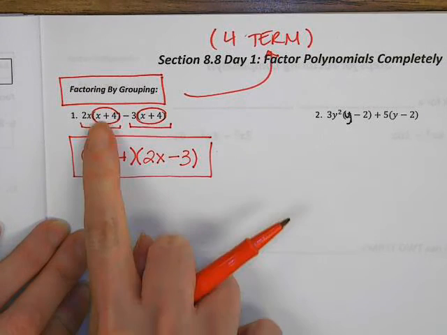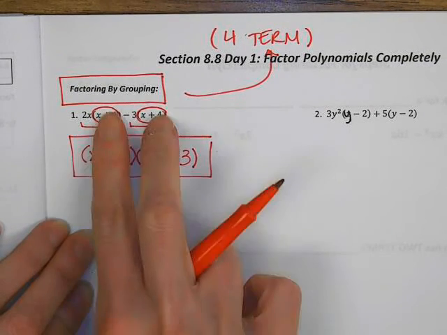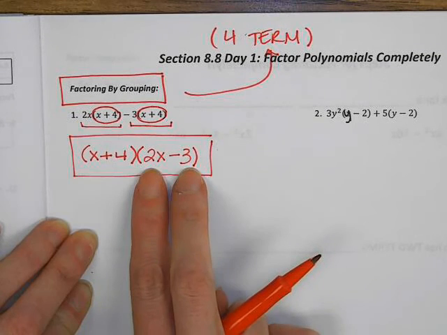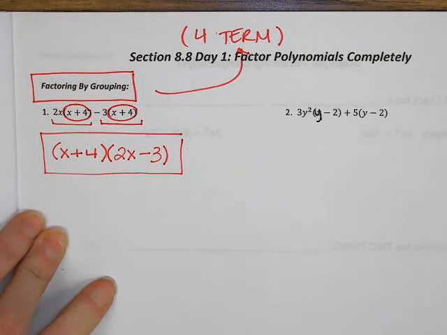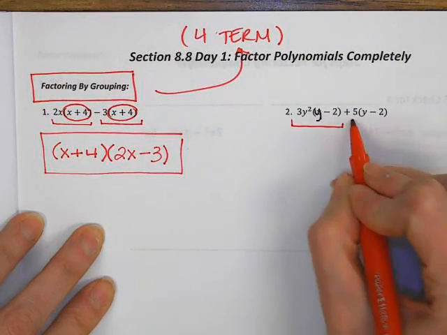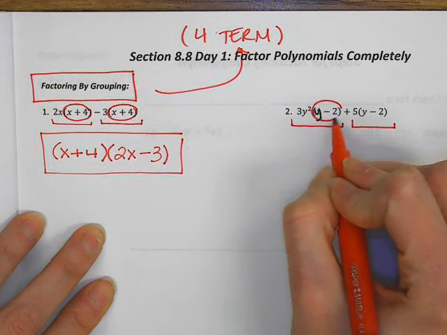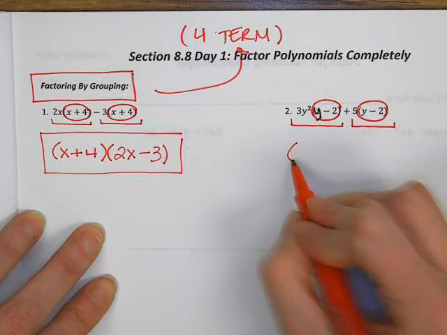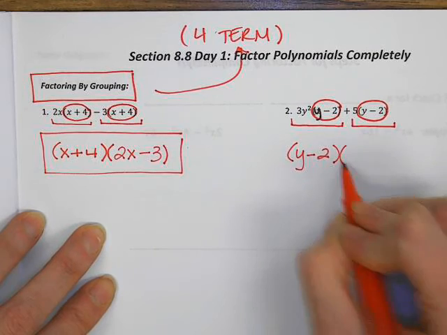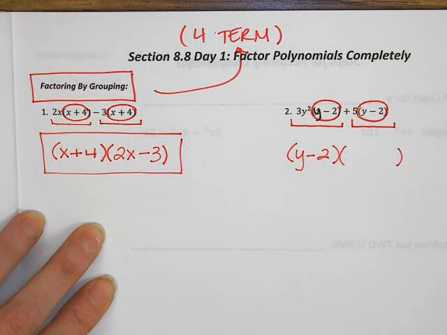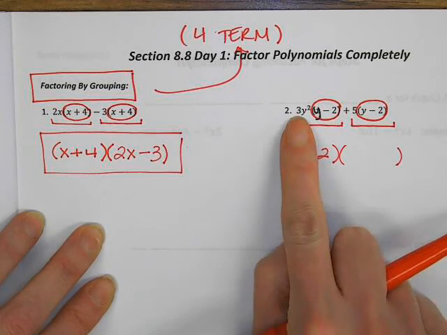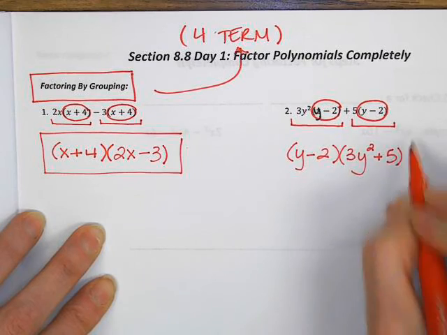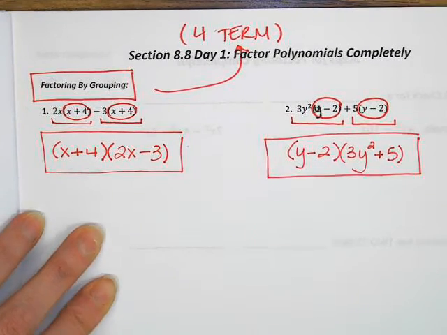Once you have two pieces with a common parenthesis, take it out, and all the other stuff that's left over goes in the other parenthesis. Let's try one more. See how this piece and this piece both have a y minus 2? That means we can factor it out. We pull out the y minus 2, and in the other parenthesis is all the other stuff: 3y squared plus 5. That's a little warm-up for the rest of the lesson.